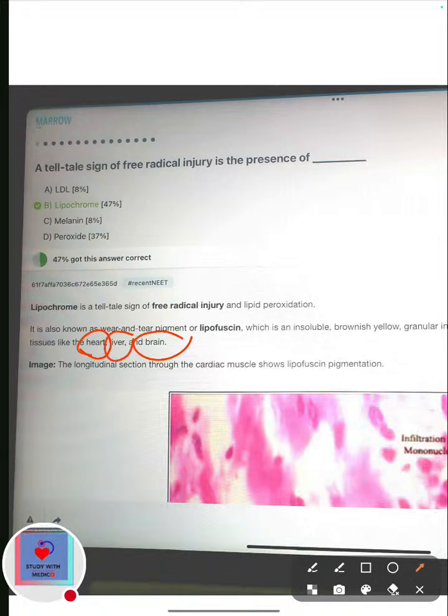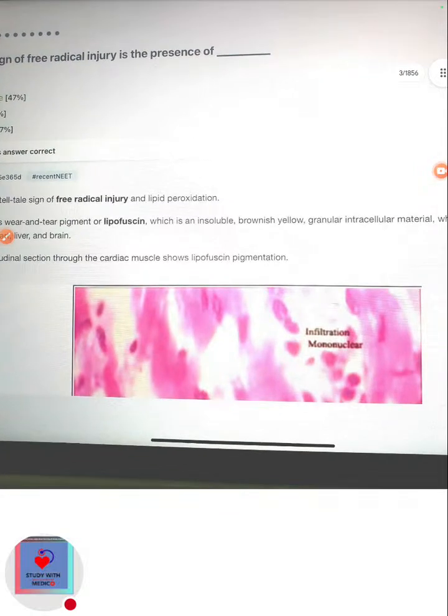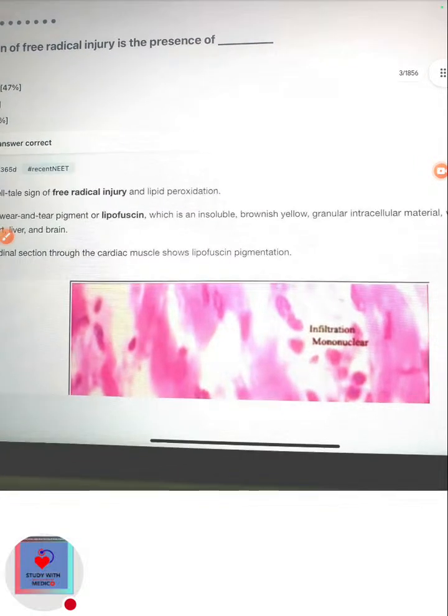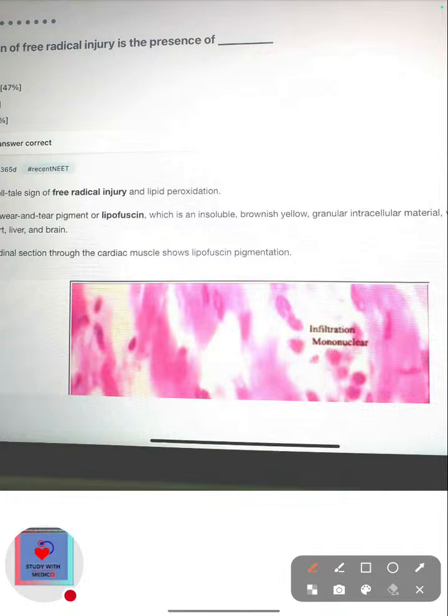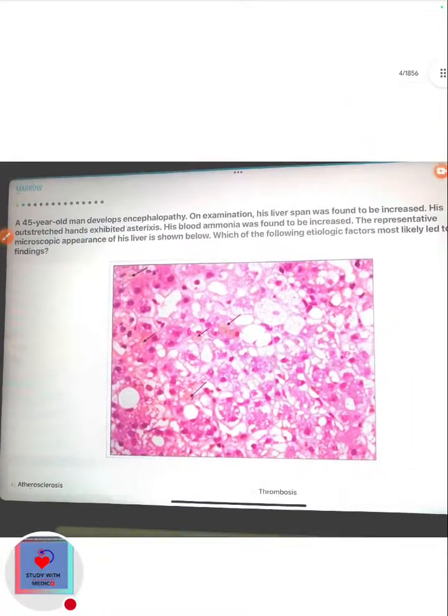If you see the image here, the longitudinal section through the cardiac muscle shows lipofuscin pigmentation. This brownish yellow pigment is all lipofuscin. Next question.